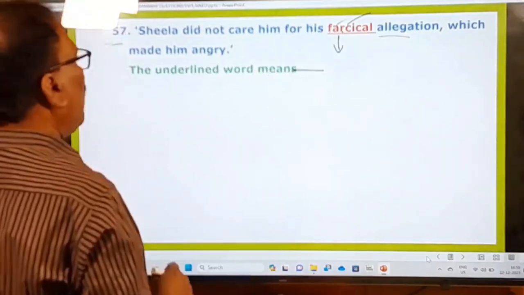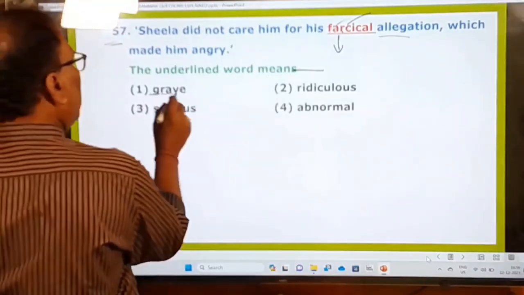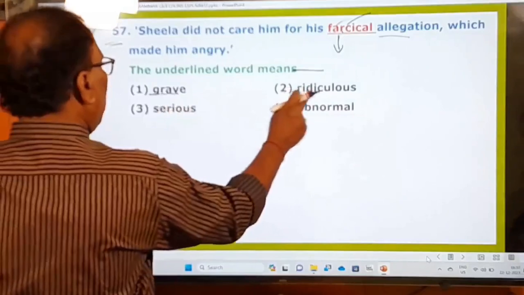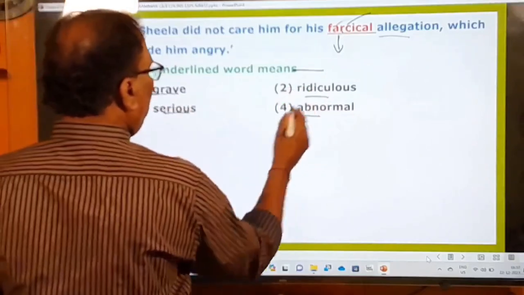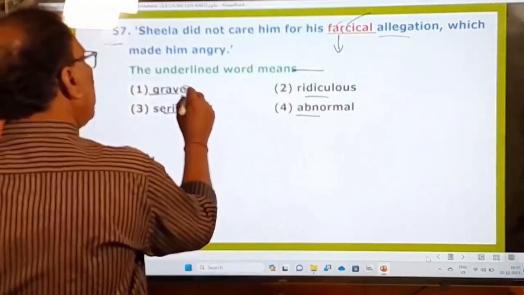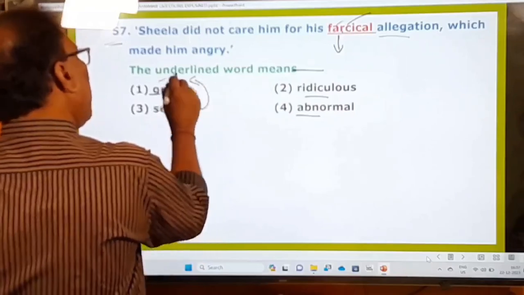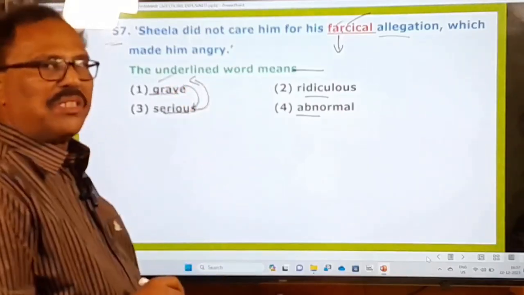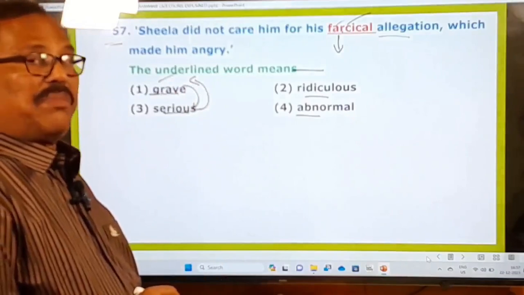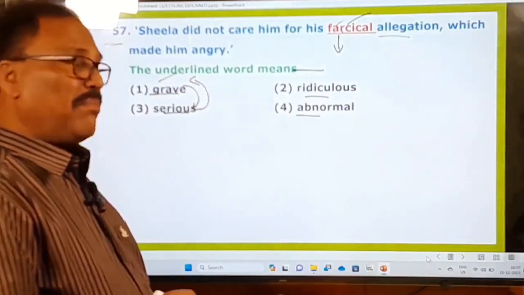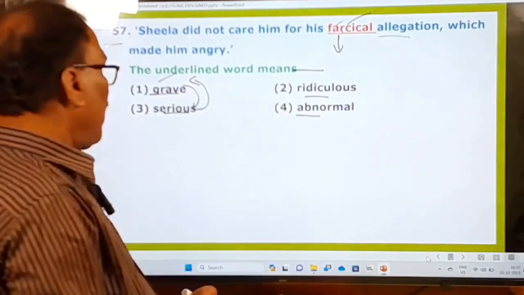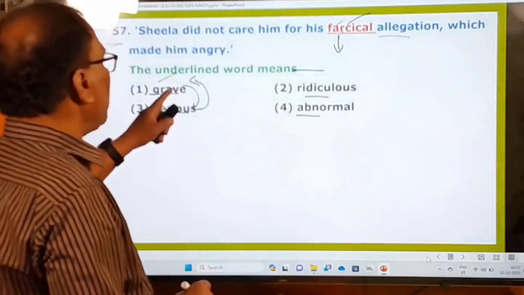Okay. And what are the options given here? Grave, ridiculous, serious, abnormal, and all that. So here grave means serious. Serious means grave. Grave also means very important and considerable. Oh, he has made a grave mistake, an important mistake, a serious mistake. Grave means serious, serious means grave.